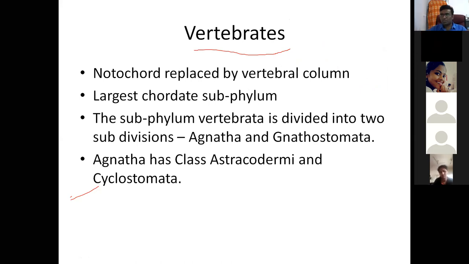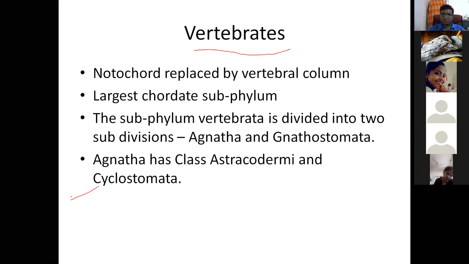So we call them vertebrates because here the notochord gets replaced with a vertebral column. The vertebral column may be made up of cartilage or it may be bony, based on the different groups of vertebrates we have. So you can see the first point there, notochord gets replaced by vertebral column. And remember, it's the largest chordate subphylum among the three, urochordate, cephalochordate, and the vertebrate. It is the largest one.